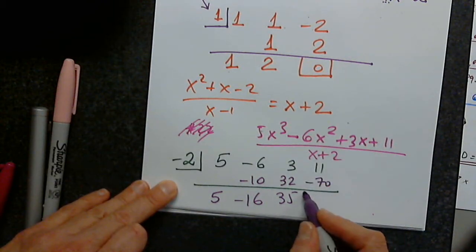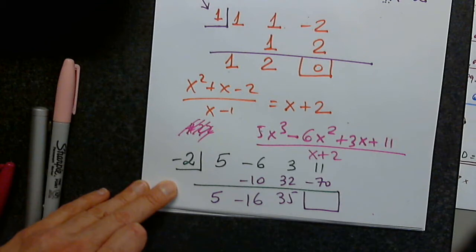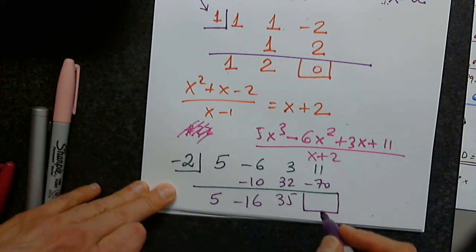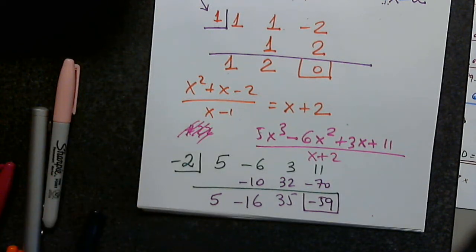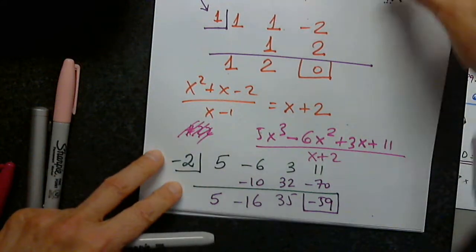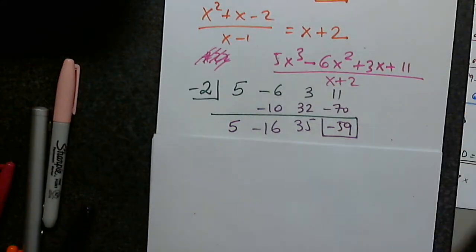Yes. And what do I have in the box? -59. Can I say that x plus 2 is a factor of 5x cubed minus 6x squared plus 3x plus 11? Of course not. I cannot say that. Let's write the final answer. Can anyone say it again? What did you get? -70. Oh, okay.